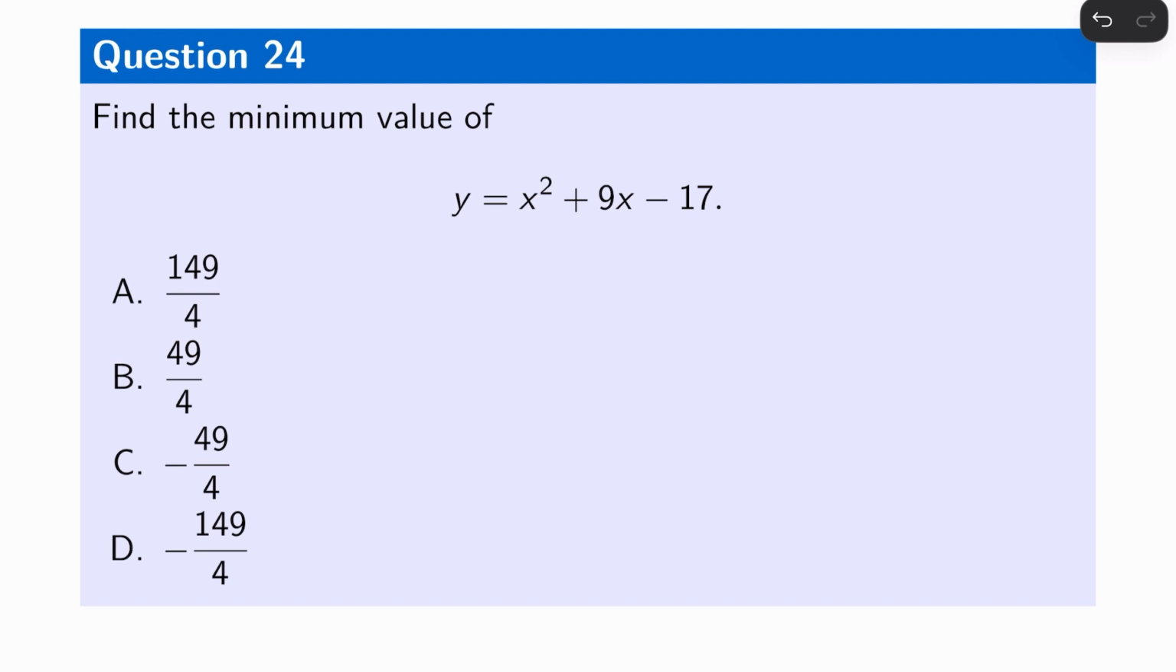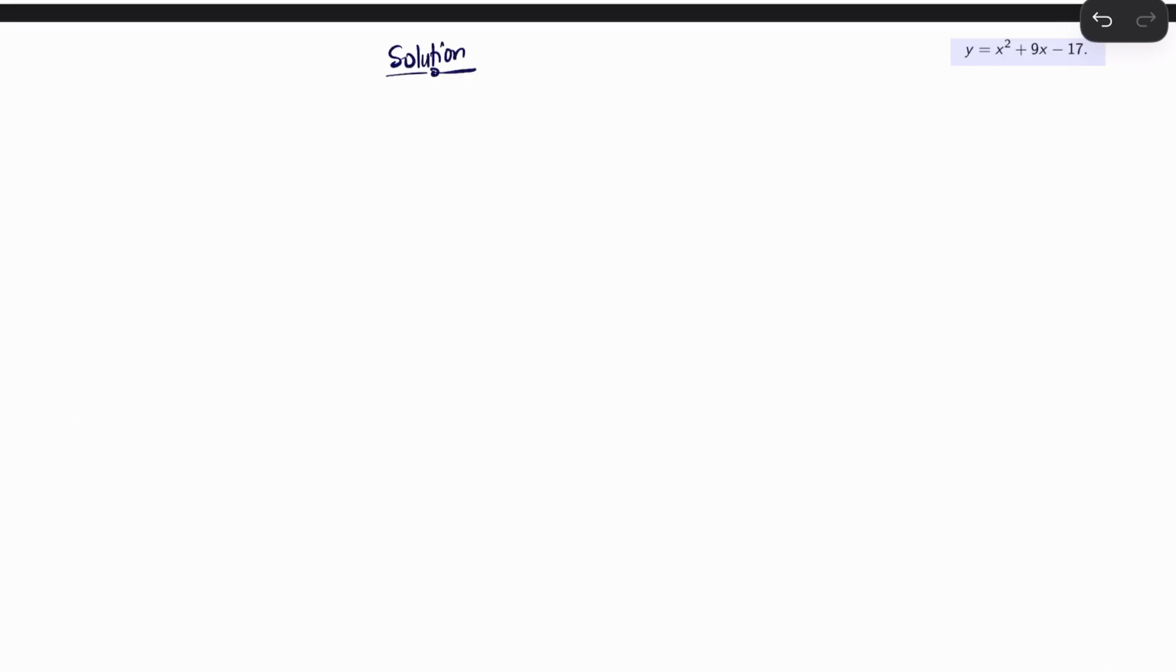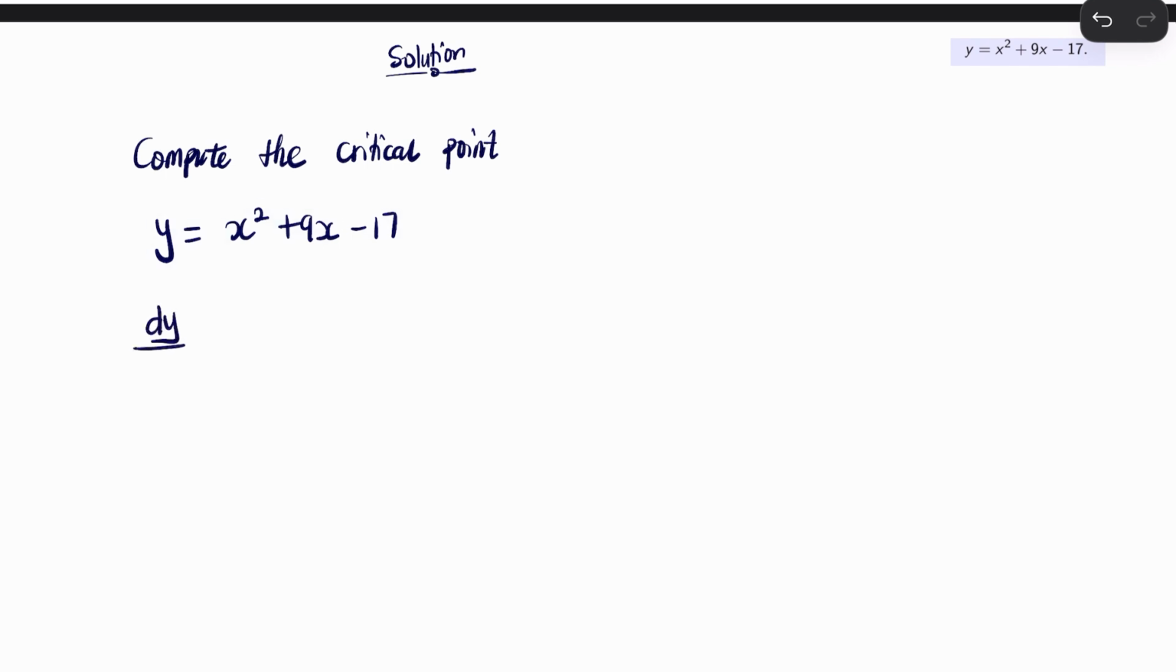Question number 24. Find the minimum value of y is equal to x squared plus 9x minus 17. Solution. In order to find the maximum or the minimum value of a curve, we need to find the critical point, right? So we have to differentiate, then we set it to 0. And so here we have y is equal to x squared plus 9x minus 17, right? So let's differentiate. So dy dx is going to give us, when you differentiate x squared, you're going to have 2x. When you differentiate 9x, you're going to have 9.